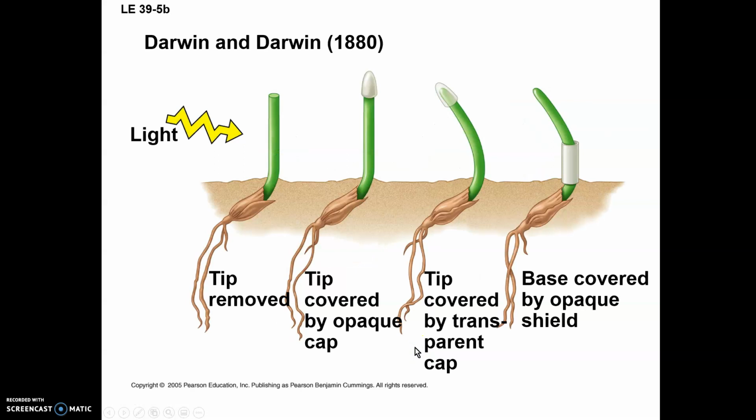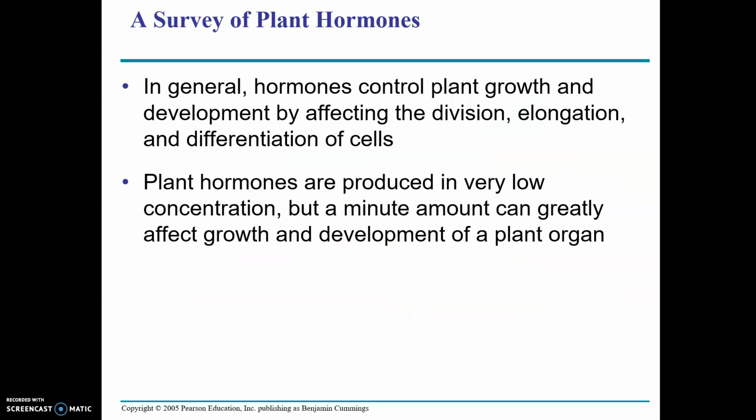Okay, so this was done in the 1800s. And of course, now we have this process of other plant hormones. These other plant hormones will control cell division, elongation, making plant parts into flowers or making fruit. All of these are controlled by hormones.